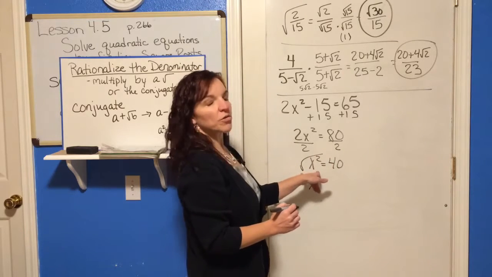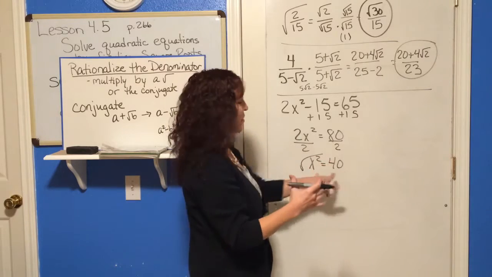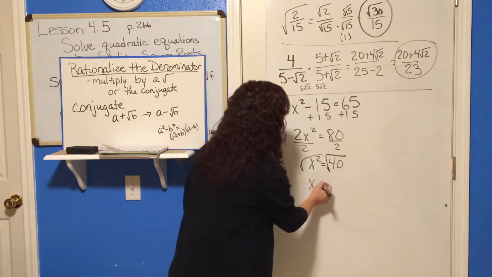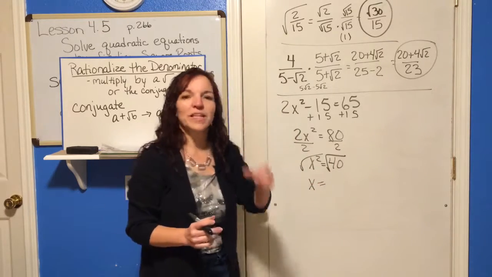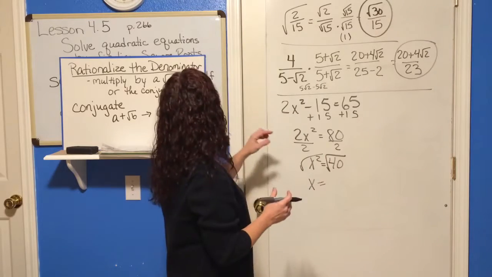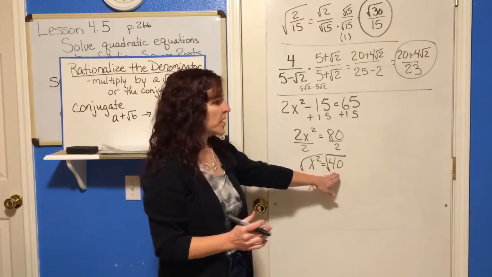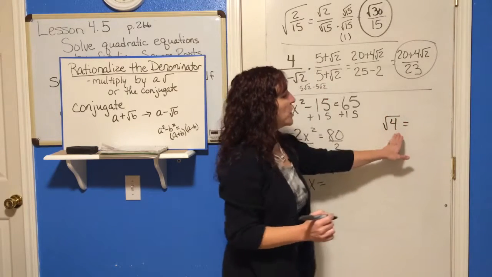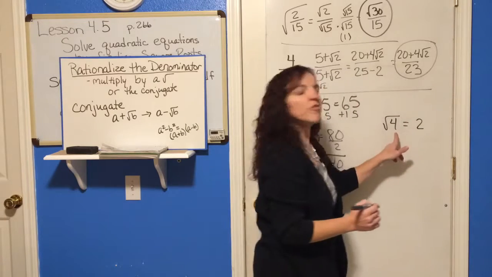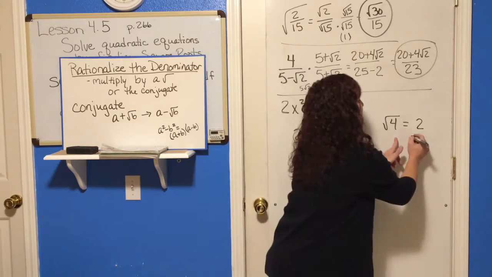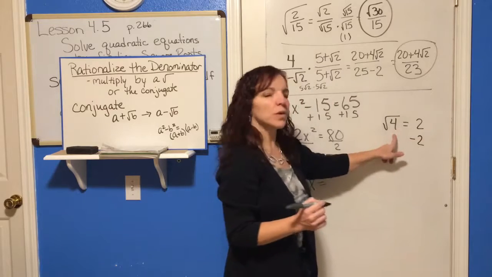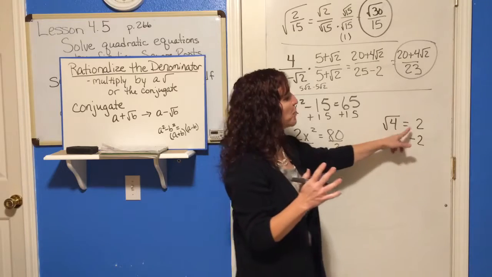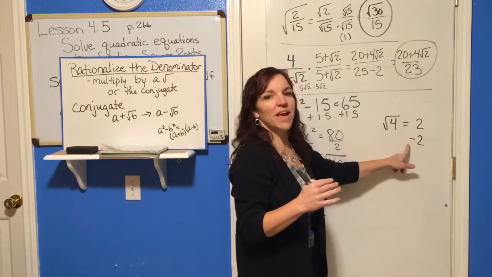Remember, whatever you do on one side, you've got to do on the other. So the square root of x squared is the same as the square root of 40. Now, the only thing I haven't shown you is if you have the square root of 40, let's just do it with 4 real quick. The square root of 4: you can multiply 2 times 2 to get 4, but you could also multiply -2 times -2 to get 4. So anytime you take a square root, you're going to end up with 2 answers because you could possibly have a positive and you could possibly have a negative.